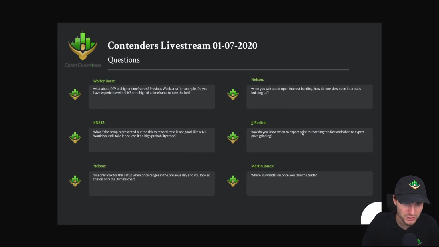How do you know when to expect price to reach take profits fast and when to expect price grinding? The simple answer is that it falls under liquidity. What's the liquidity like in the range that you're trading? What's the volume like in the range that you're trading? What's the open interest like in the range that you're trading? That is how I would judge whether you're going to grind or whether you're going to get that quick wick.